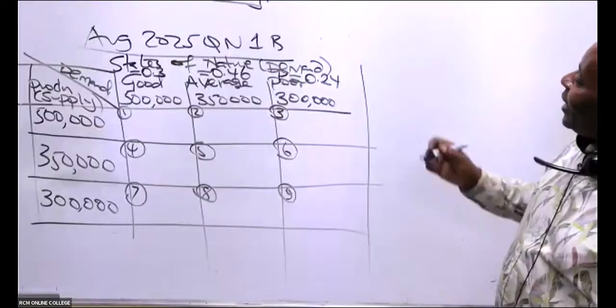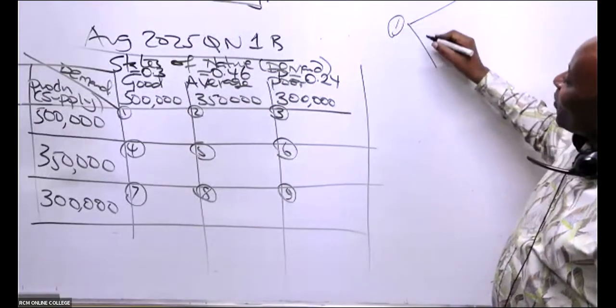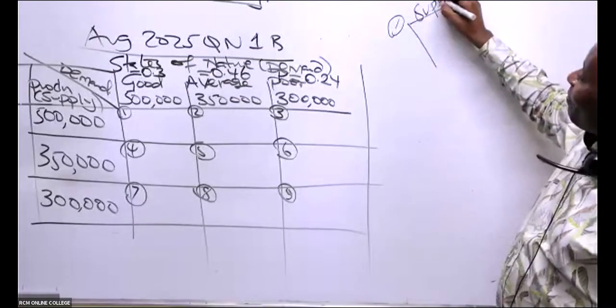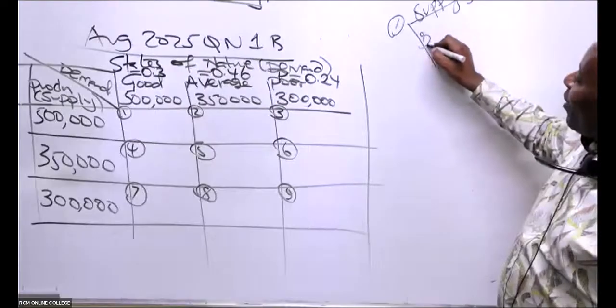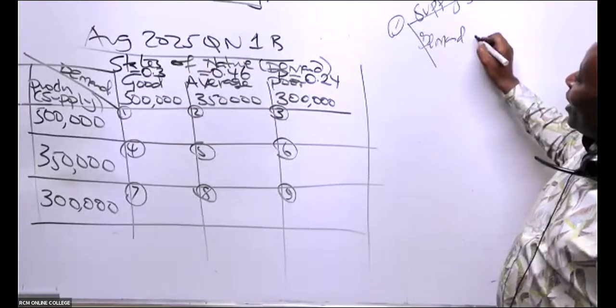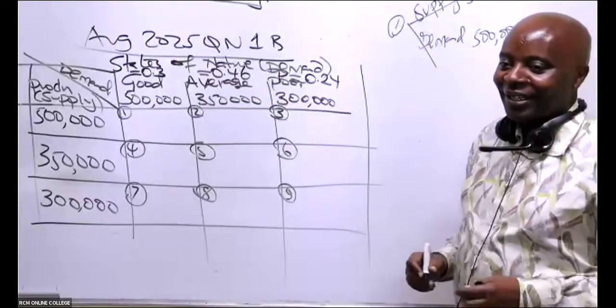So cell number 1 is interesting because cell number 1, the supply is how many? 500,000. And demand is how many? Interesting. So how many shall we sell? All of them.